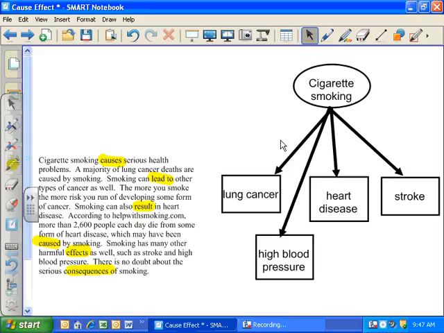We'll always answer that question of underline or highlight what's most important. How do I know what's most important? The signal words and the text structure help me to figure that out. Okay, so this was just an introduction to cause as the main idea and details as the effects. Our next video will look at effects as the main idea.